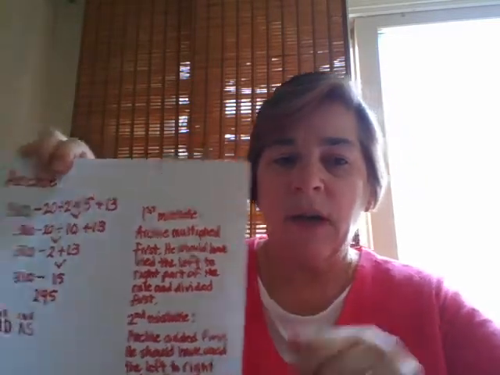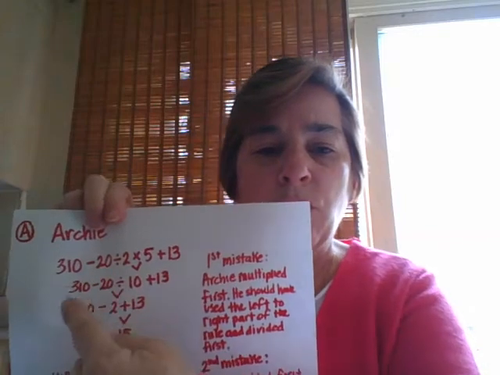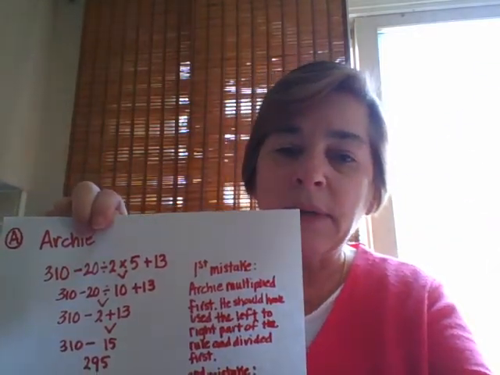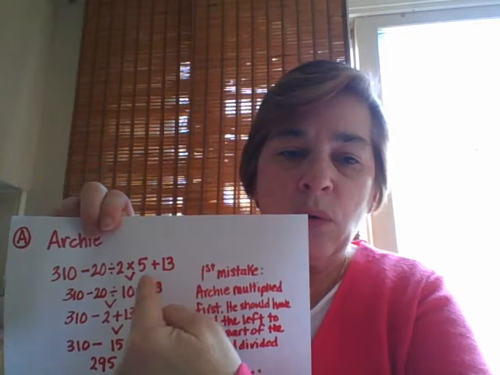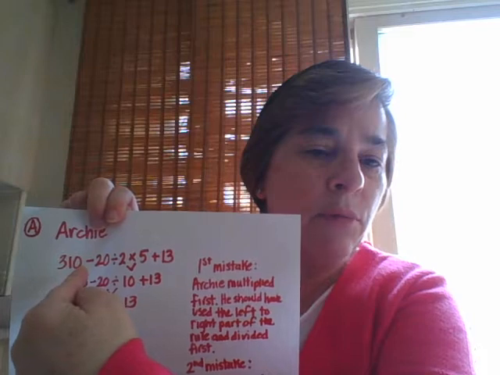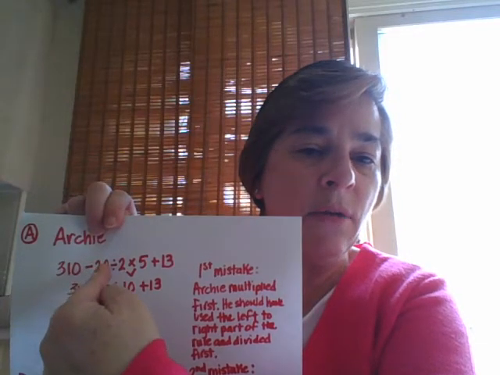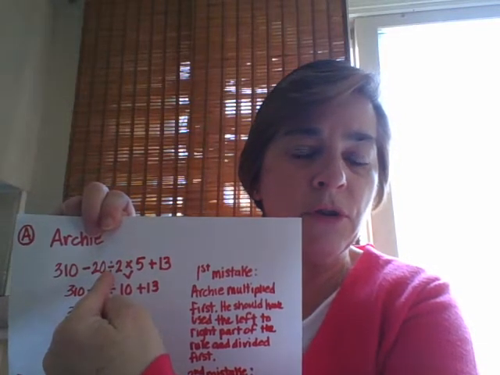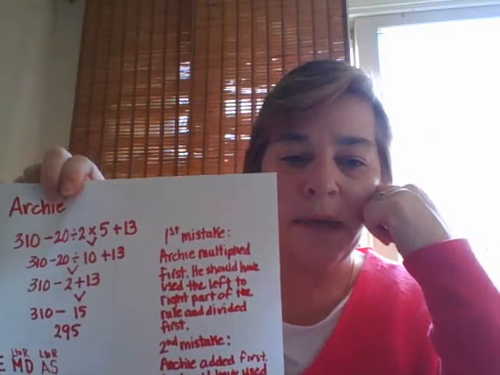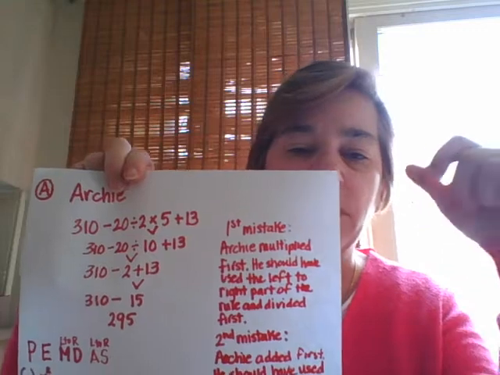Archie thinks that you always do multiplication first. And a lot of people think that because the M comes before the D. So what we have to do is start all the way to the left and go across, and there it is. Division comes first. So we had to divide first. So that was Archie's first mistake. He multiplied when he should have divided.